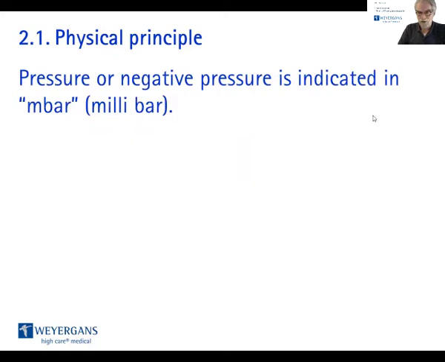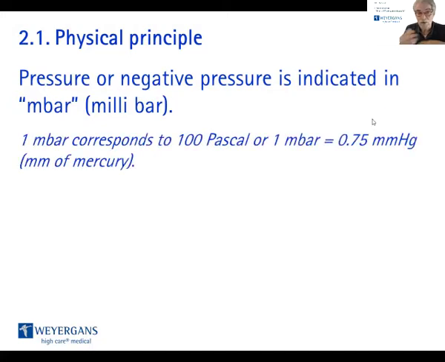The negative pressure, or pressure at all, is indicated in millibar. Negative pressure in millibar minus. What is millibar? 1 millibar corresponds to 100 Pascal, 1 hectopascal, or 1 millibar equals 0.75 millimeters of mercury.